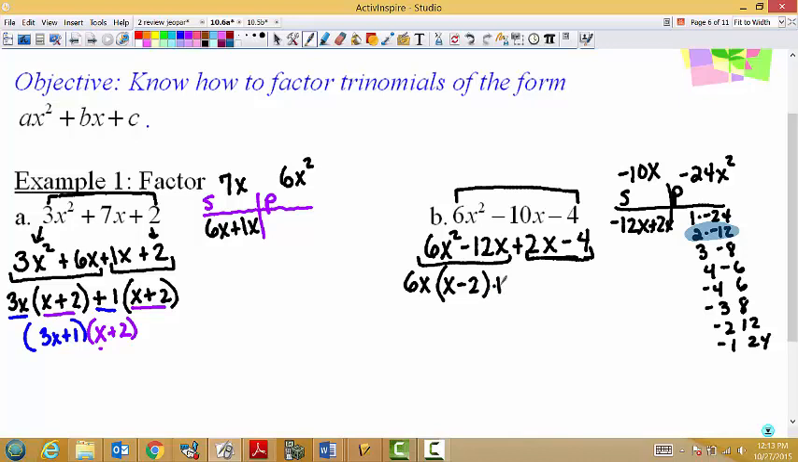I bring down my plus. The biggest number that will go into 2 and 4 is 2 because they're both even. And then it's x. A negative 4 divided by 2 is negative 2. And as always, these are the same. What if they're not the same? You did something wrong. And 6x plus 2, done.